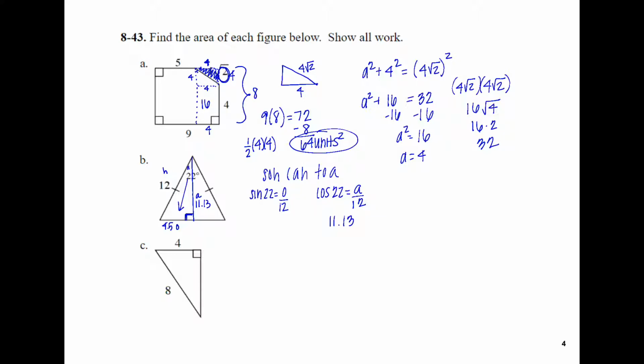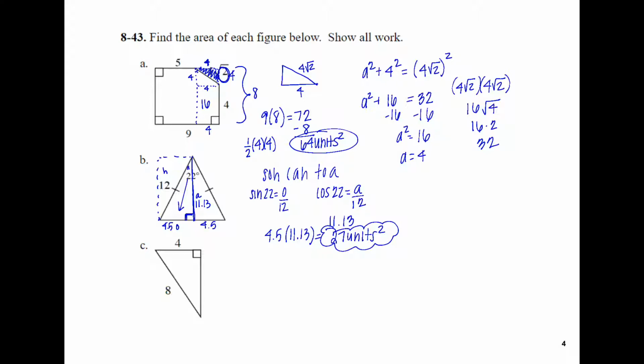So if we take the height of our triangle times the base of our triangle, or in this case, if we took this piece of our triangle and flipped it over here, we could take 4.5 times 11.13, which gives us approximately 27 units squared for the area of our triangle.